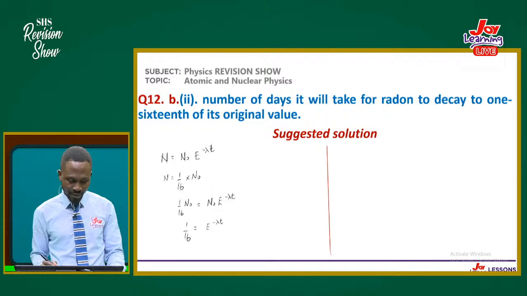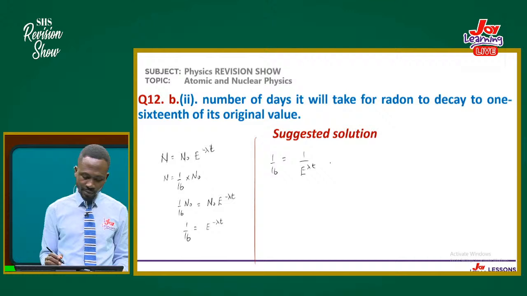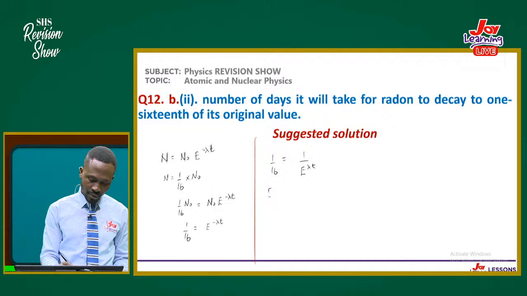So when we cross multiply, we get 16 is equal to e superscript negative lambda T. When we change it, you get 1/16 is equal to 1 over e superscript lambda T. Now the negative will go up. So when you cross multiply, you get 16 is equal to e superscript lambda times T.